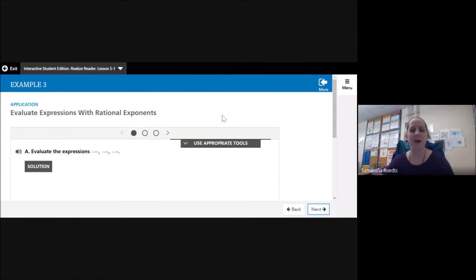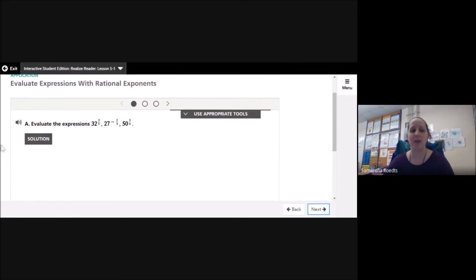So example 3, evaluate expressions with rational exponents. Evaluate the expressions 32 to the 3/5, 27 to the negative 2/3, and 50 to the 3/4. So 32 to the 3/5 equals 32 to the 1/5 cubed. 32 to the 1/5 is 2, so 2 cubed is 8.